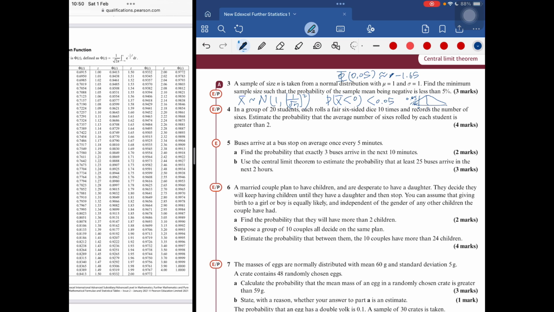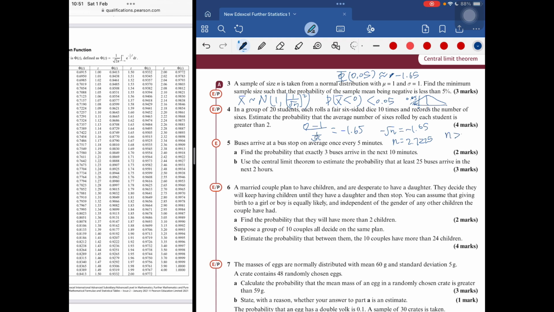So the z-score is x minus mu over sigma. We know x is 0, so 0 minus mu over sigma becomes negative 1.65. So negative square root of n is negative 1.65. So n at this moment is 1.65 squared, which is 2.7225. So it should be more than 2.7225, which means the minimum sample size should be 3.